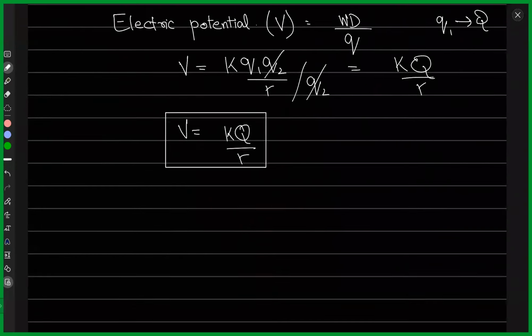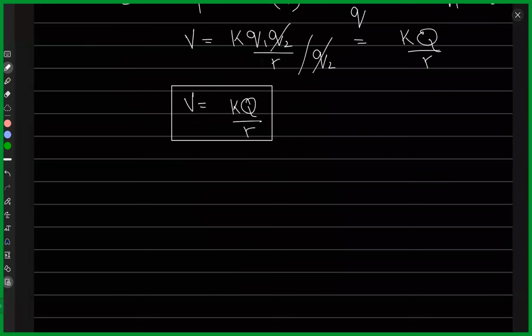Now, these equations are valid as long as the charge is considered to be situated at the center of any object, right? So the object that we're talking about, if it's a charged object, then the charge should be considered to be at the center of the object. That's what we mean by point charge, right? So point charge.